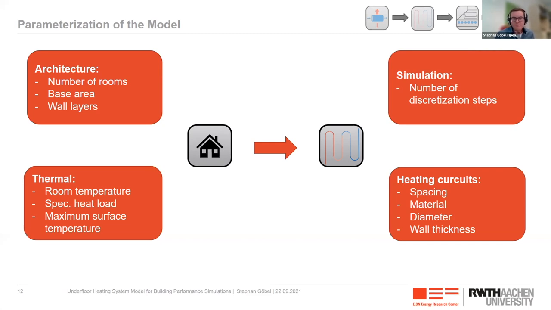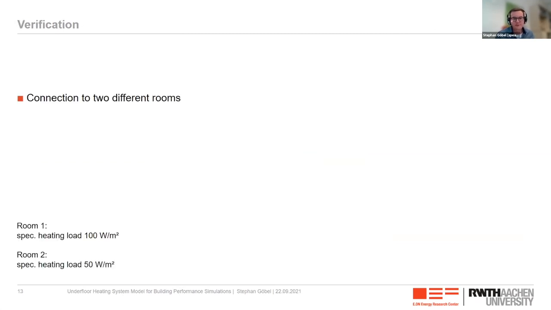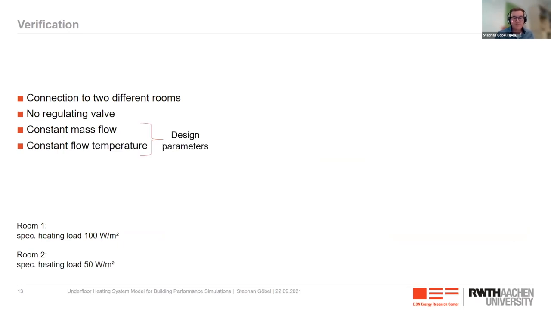As I said, we didn't model an existing system. So we were not able to validate this model, but we tried to verify it. This was done by connecting two different room models to the system: one room with a specific heat load of 100 watt per square meter, and one room with 50 watt per square meter. And then we didn't use any regulating valve. So we have constant mass flow and constant flow temperature, but these values were calculated by the model itself. So just the design parameters.